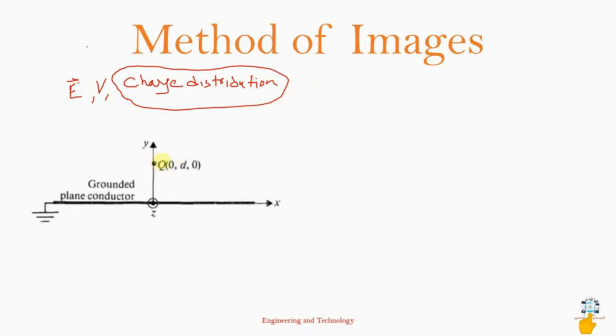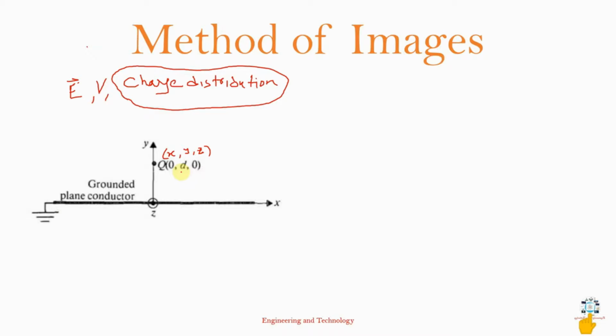Here we have a charge Q lying at the coordinates (0, d, 0), where these are the values of x, y, z. A simple Cartesian coordinate system is used here, and we have a conducting plate. You can see this is the conducting plate which is lying on the x-axis, and it is grounded.